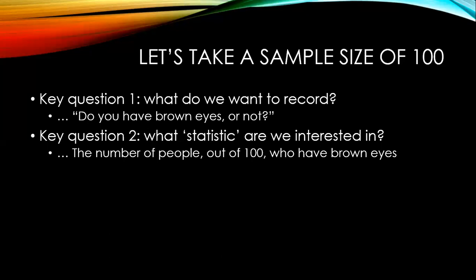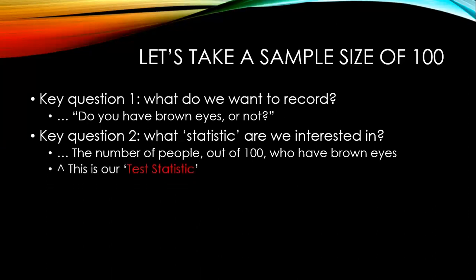The original suspicion was that 80% of people have brown eyes. So if that's true, we would expect 80 people out of 100 to have brown eyes. But as we just said, we're going to take a sample of 100. We will count how many of those people have brown eyes, and we will compare it with 80. That's kind of the idea.